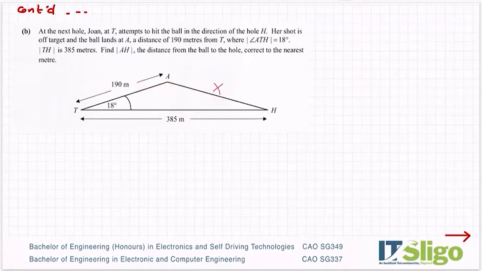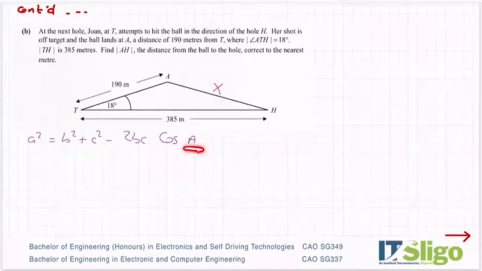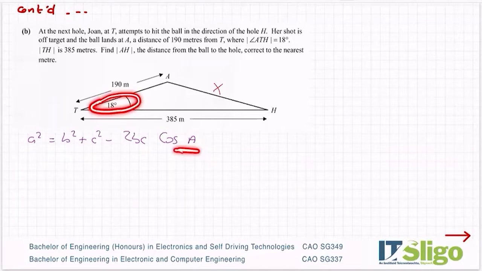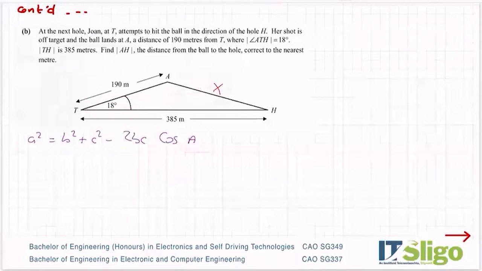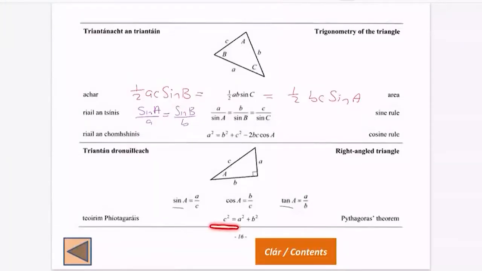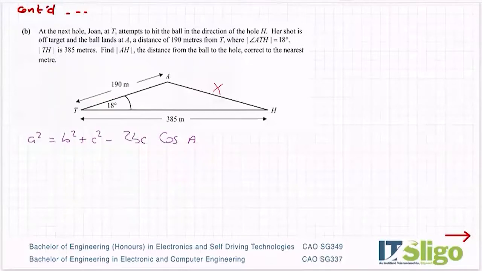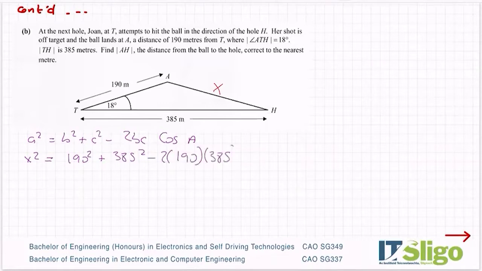And again, what we've been saying, let me write it down first so you can see it. The angle A is across from the side a, okay? So if this is going to be your only angle in the question, the side that's across from it has to be the side that you put here. Very, very similar to Pythagoras' theorem and c having to be the hypotenuse. Okay, so x squared is equal to 190 squared plus 385 squared minus 2 times 190 times 385 times cos of 18 degrees.